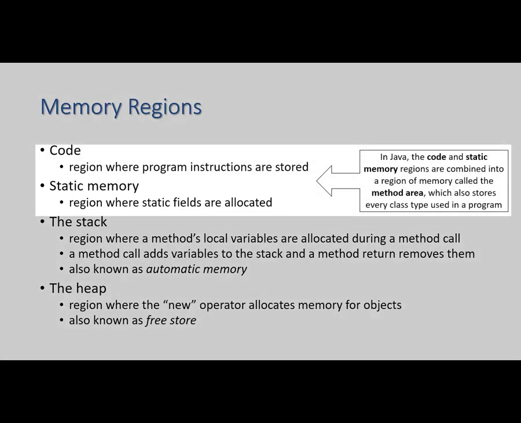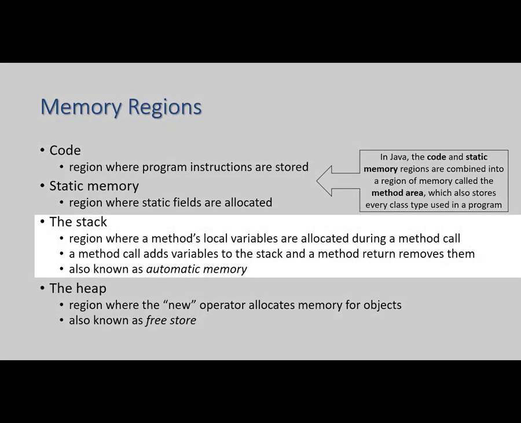In Java, the code and static memory regions are actually integrated into a region of memory called the method area. This method area also stores information for every class type used in the program.